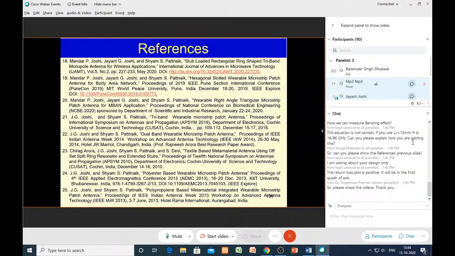What is the dielectric constant of geotextile substrate? Yes, it is readily available. Okay, they will give you the sheet containing the thickness, dielectric constant, mechanical strength, mechanical support, and you can use it.